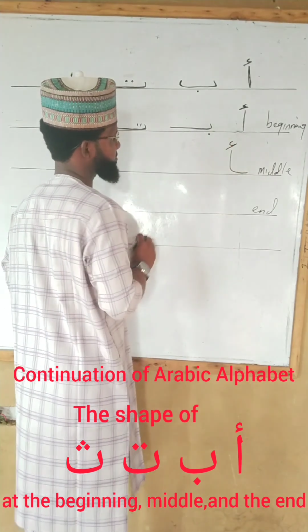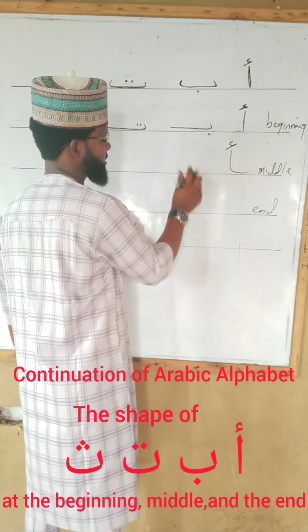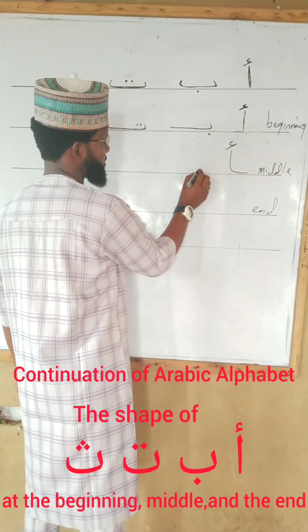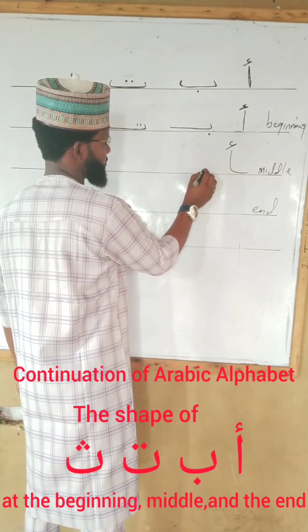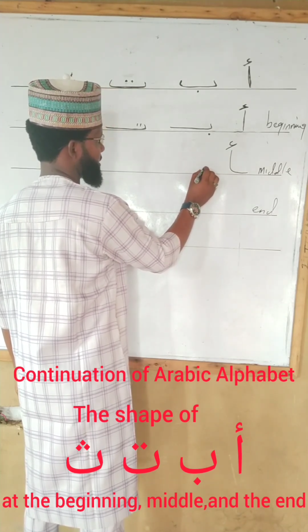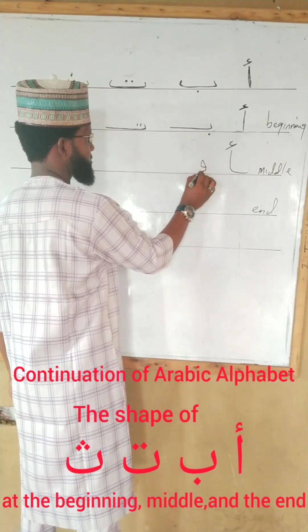So Alif Hamza. So this one, let's say for instance, at the middle, for example, we have an alphabet written like this.